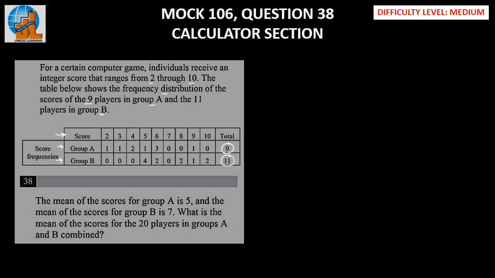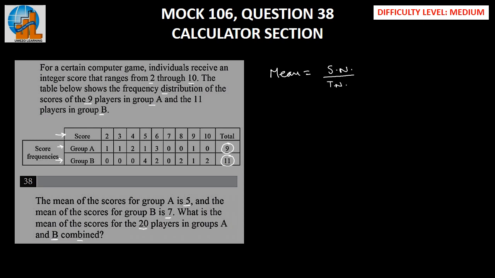Now the mean of the scores for Group A is 5 and the mean of the scores for Group B is 7. We need to find the mean of the scores of the 20 players in Group A and Group B combined. As we know, the formula for mean is the sum of numbers over the total number of numbers.